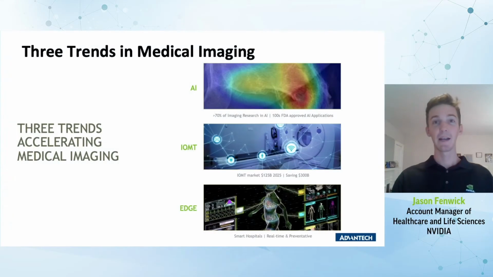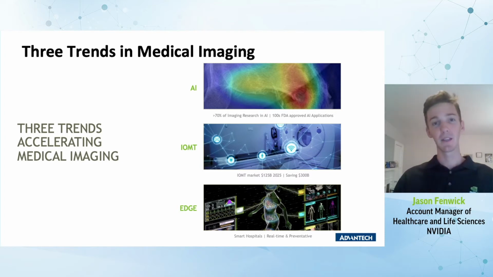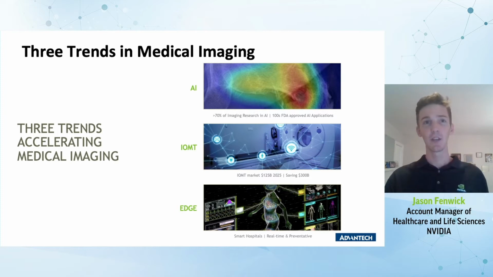Thank you, James. There are really three major trends accelerating medical imaging today. The first is that AI is coming at healthcare from all sides, with over 70% of imaging research involving artificial intelligence and hundreds of applications already approved by the FDA. The Internet of Medical Things is expanding, with medical devices at the edge evolving with more intelligent AI-powered capabilities. The need for compute at the edge, with solutions such as the USM 500, continues to increase as applications require real-time results and algorithms are deployed in more and more hospitals.